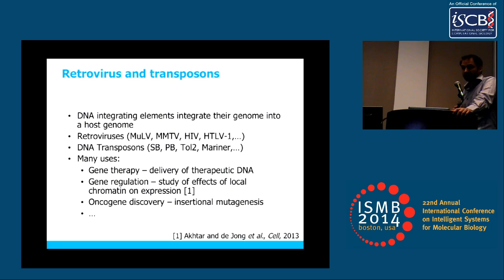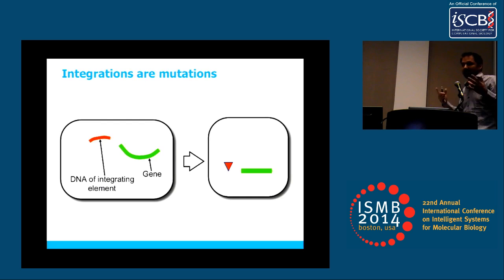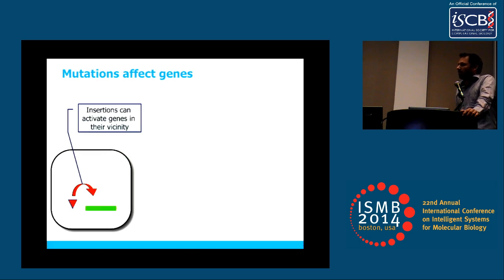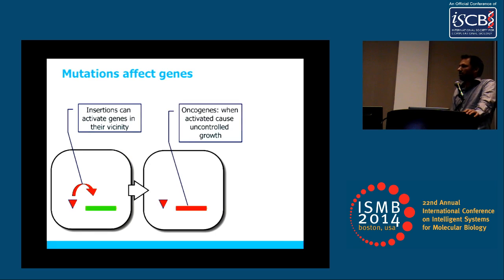What I'll be focusing on today is mostly related to oncogene discovery in a technique called insertional mutagenesis. So how does this work? Well, these integrations into the genome, obviously, they can be considered as mutations, right? So you get something like this. Now, if these mutations occur in the vicinity of genes, they can activate this gene. And if this gene is an oncogene, this can give rise to uncontrolled proliferation of the cells that harbor that mutation. And in the end, this can give rise to tumors.